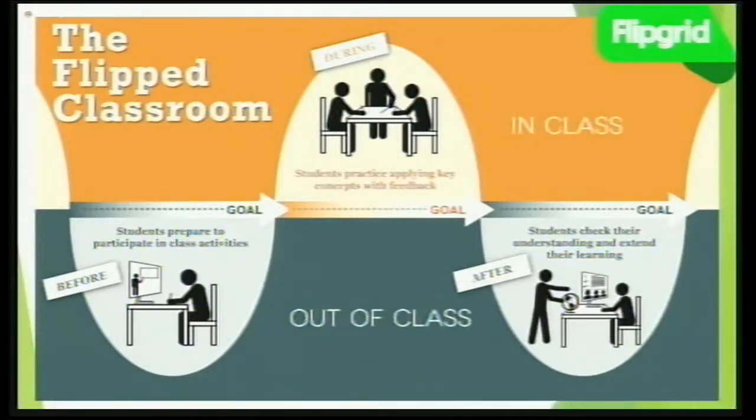So here we can see in this diagram, before going to the classroom, a student prepares to participate in the class activities, and when he's in the classroom, the student practices applying key concepts with feedback, and that too under the guidance of the mentor, that is a teacher. And after the class also, students check their understanding after the feedback and evolve the learning process. So most of the things are taking place outside the class, and only a very small part is taking place in the class under the mentorship of the teacher. So that is why it is called flip.